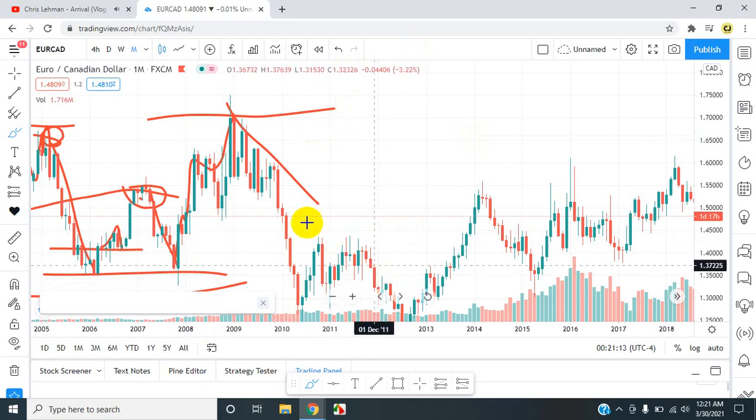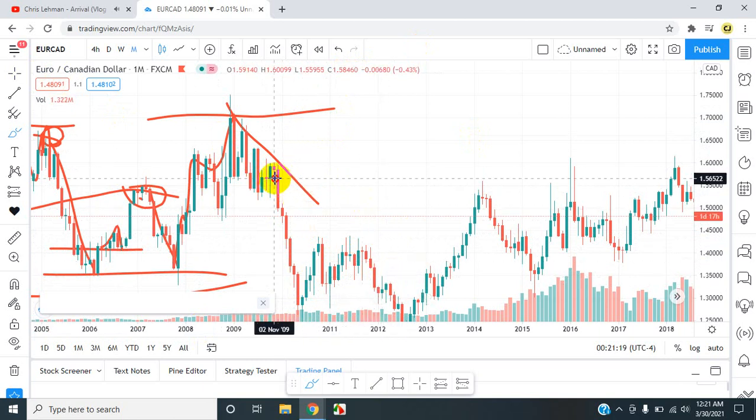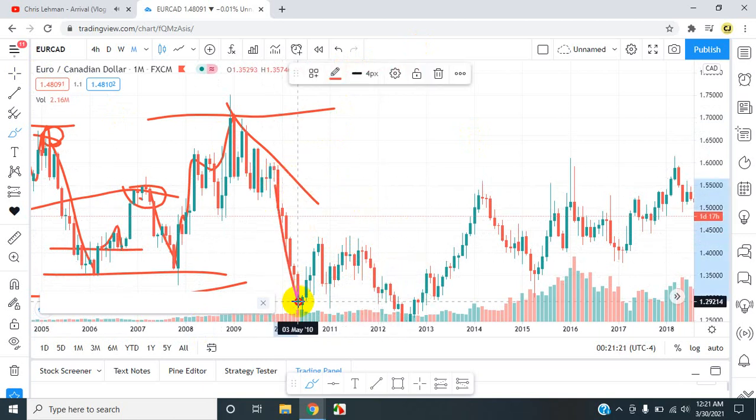I see a pattern here. This thing did a double bottom, but there was a lot of consolidation in here. So I'm going to explain what the market did. This will be the first leg of the double bottom. Here goes the second leg.